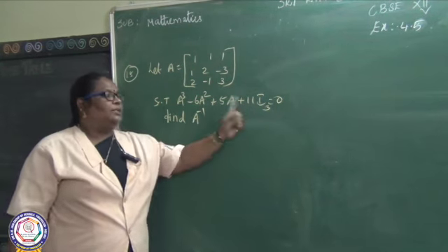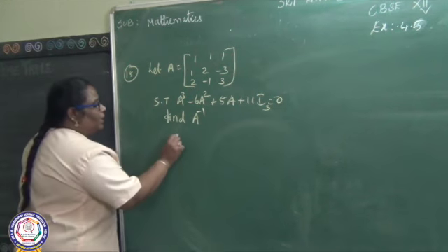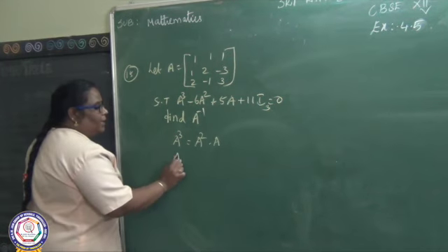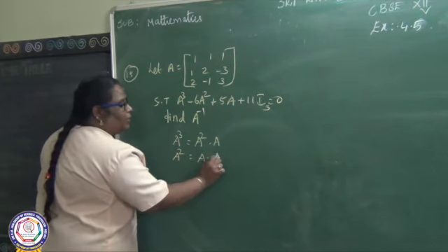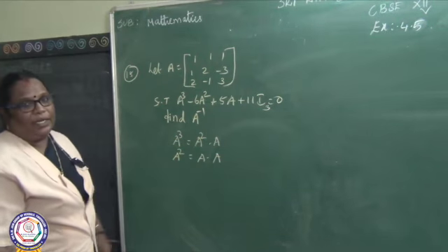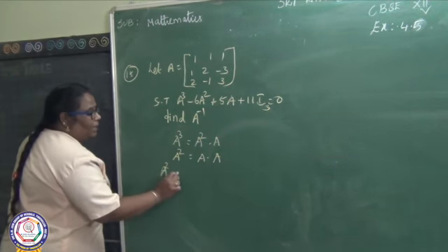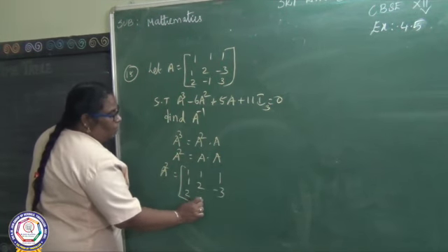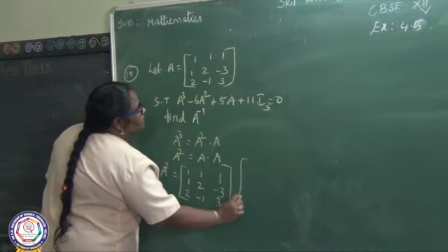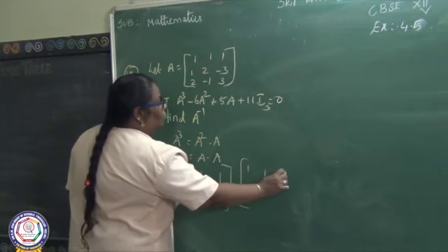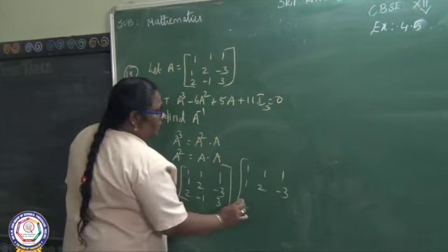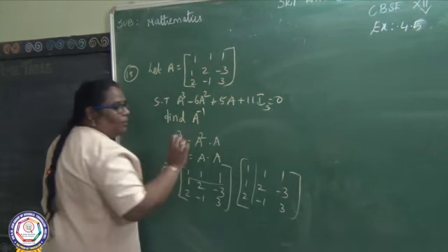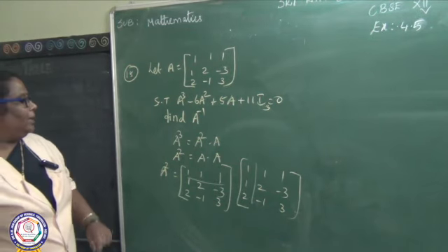First we prove this one. It's equal to 0. First we find out A cube. A cube equal to A square into A. A square equal to A into A. We will do it by matrix multiplication. So A square equal to [1, 1, 1; 1, 2, minus 3; 2, minus 1, 3]. Same thing again, [1, 1, 1; 1, 2, minus 3; 2, minus 1, 3]. Multiply row by column.